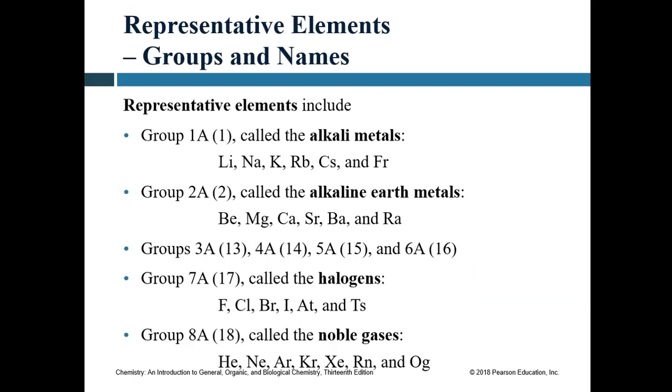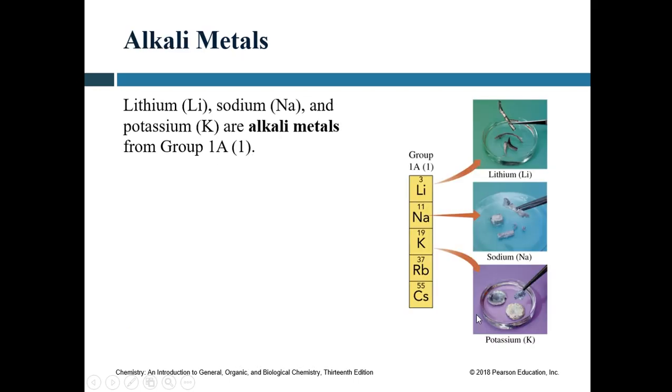So those representative elements, not the transitional, but the representatives, in group 1A are called the alkali metals, group 2A the alkaline earth metals, which we just mentioned, group 7A is the halogens, and group 8A, the noble gases. If we look at our alkali metals in group 1A, here's our lithium, here's our sodium, here's our potassium.